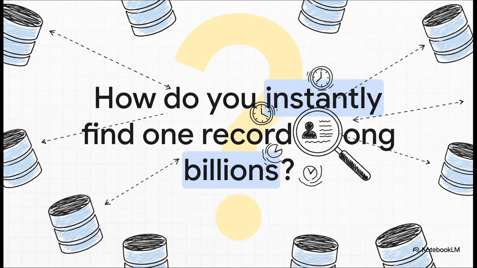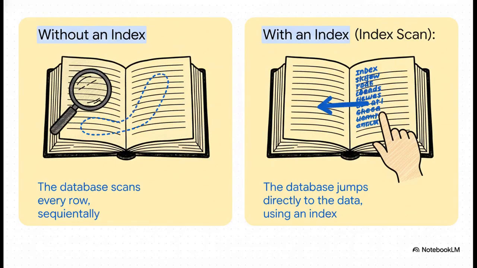So just try to wrap your head around this. You've got a database with billions of rows of data. It's all stored perfectly, it's totally safe. How in the world does the database find the one specific thing you're looking for, like one person's profile, in just a few milliseconds? How does it avoid having to read through every single one of those billion records? Well, the answer is a brilliant little thing called an index.